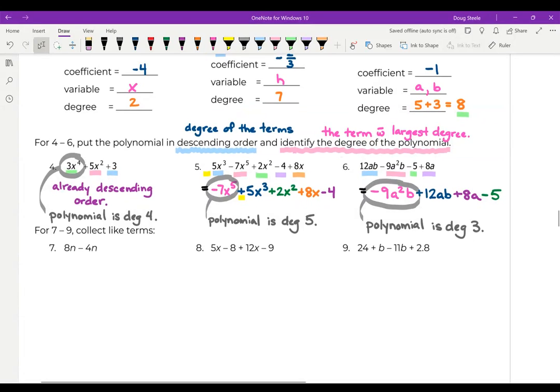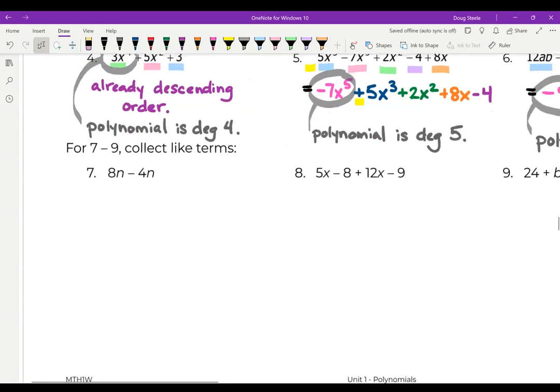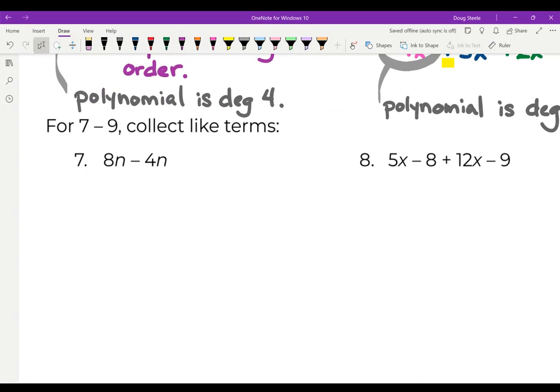Okay, our next questions are called collecting like terms. Collecting like terms is when I have 2 terms that have the same variable part. If we're collecting like terms, we're really just trying to simplify the expression into a smaller number of terms, where we put like terms together by adding or subtracting their coefficients. For this first example, we have 8n minus 4n.